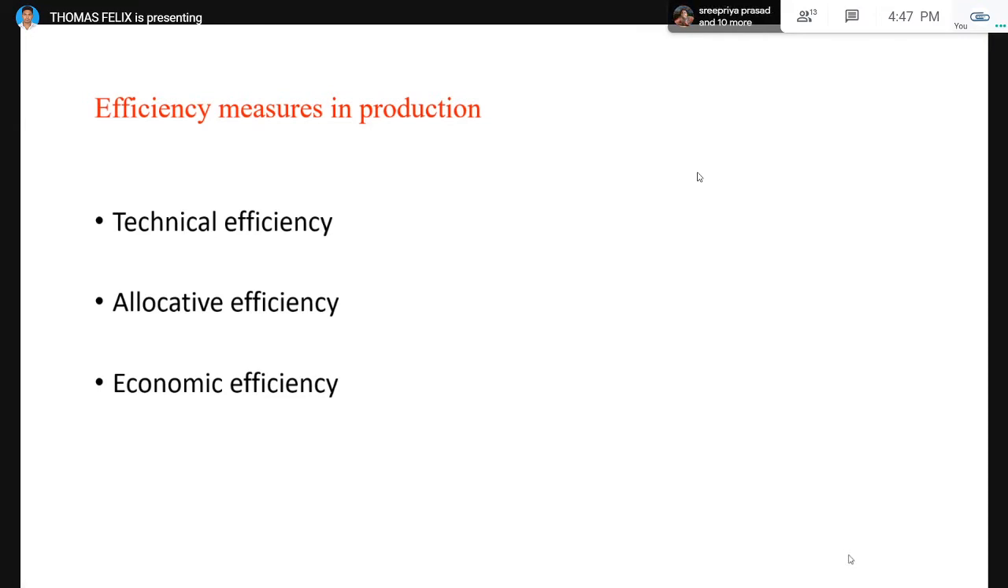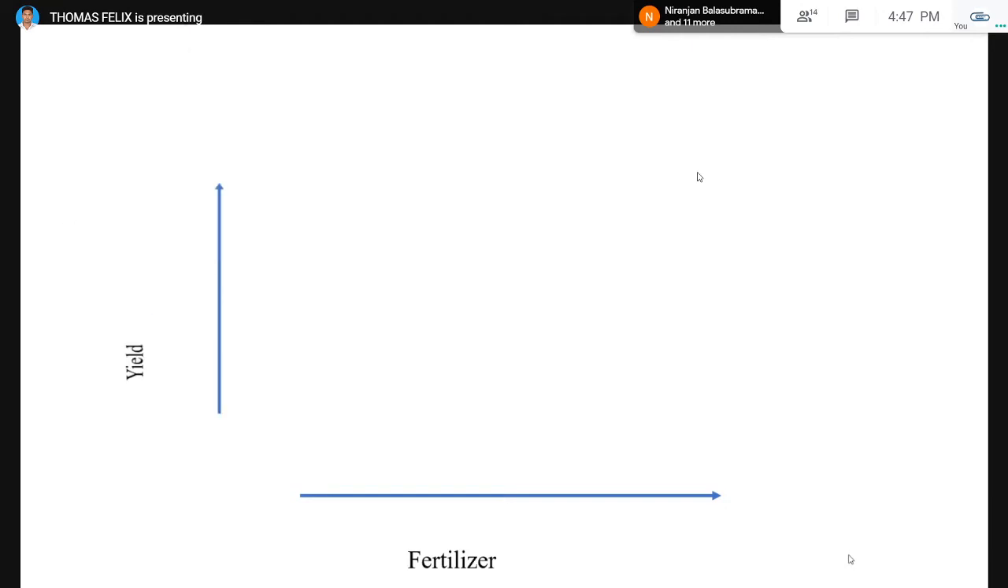First we are going to see what is meant by technical efficiency. Usually technical efficiency is classified into two types: one is based on the output oriented approach, another is the input oriented approach. Now we are going to see what is meant by each approach. Usually we take one input and one output. The input is fertilizer, which we take on the x-axis, and the output is yield, on the y-axis.